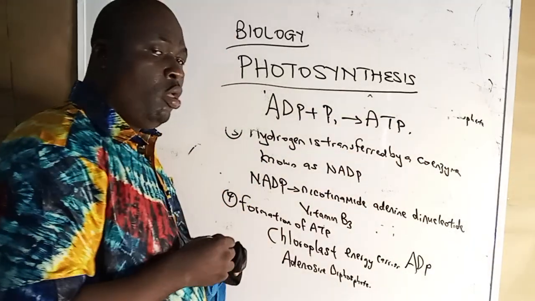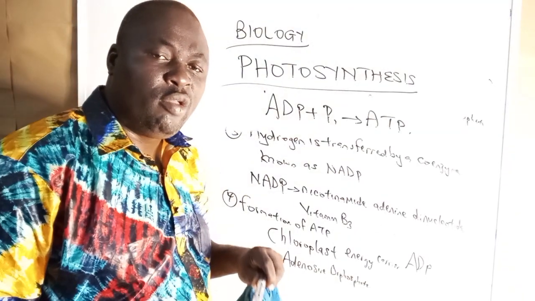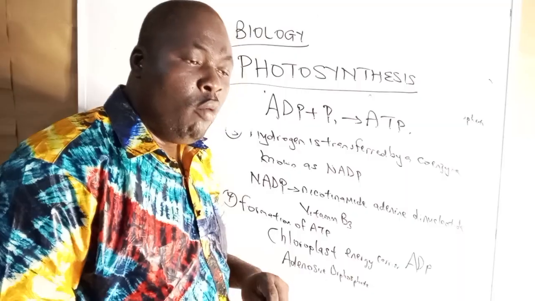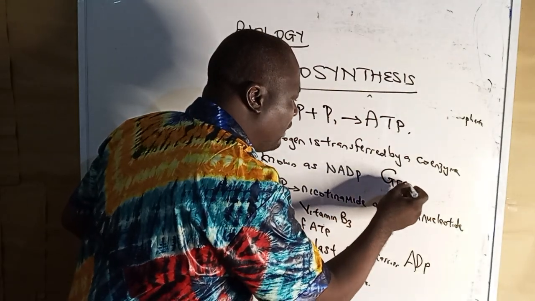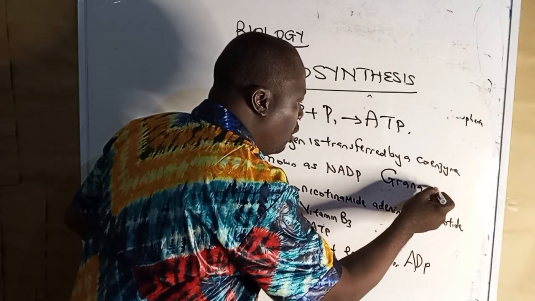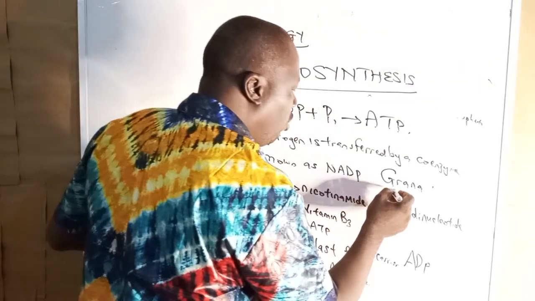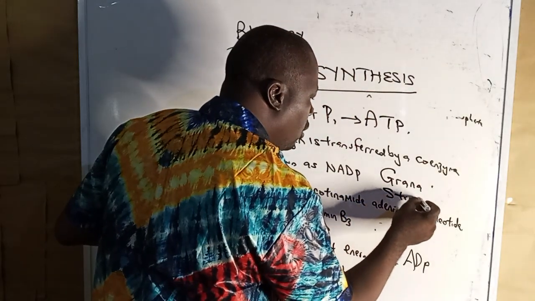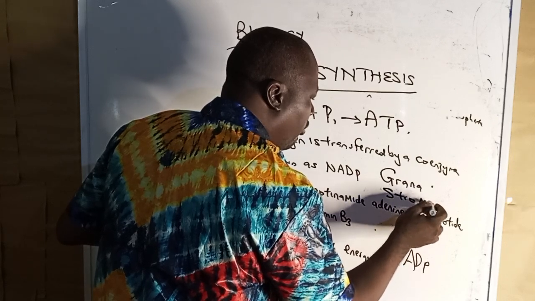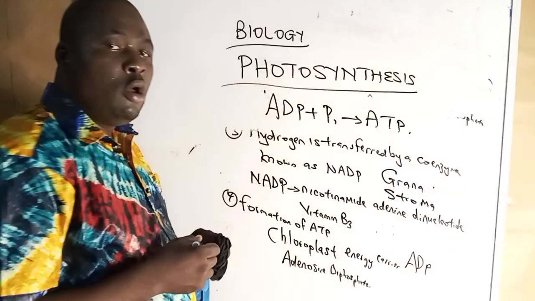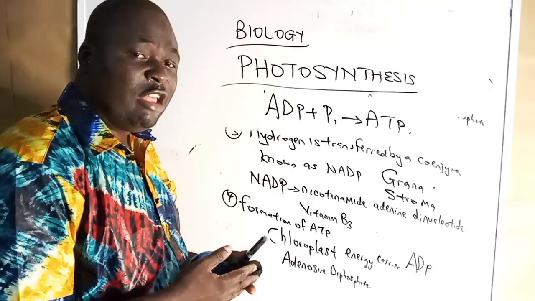So this is what happens in the light phase. Now take note, I told you photosynthesis occurs in the chloroplast, but the light phase actually occurs in the grana of the chloroplast, while the dark phase occurs in the stroma of the chloroplast. The stroma and grana are structures found in the chloroplast, but the light phase actually occurs in the grana.